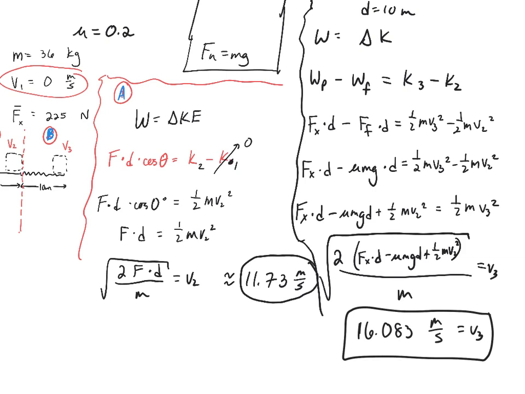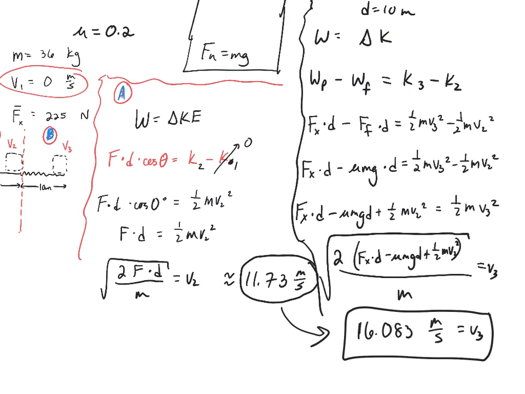0.2. Duh, I did 0.5. So far less than 225, right? Far less than the value that we're pulling with. So we're pulling with 225, and friction's only pulling back with 78 newtons. So even though friction is still acting on it in the second part, your pull force is greater than friction. So the net force is in the direction of the pull, which means that it's going to continue to speed up. So this answer should have gone up from 11.73 to 16.083 instead.